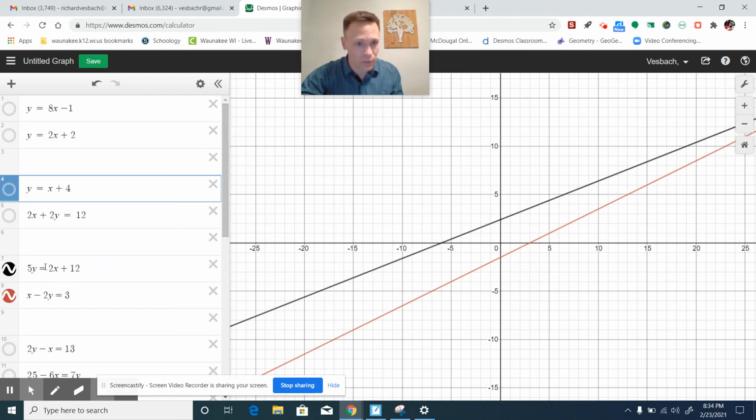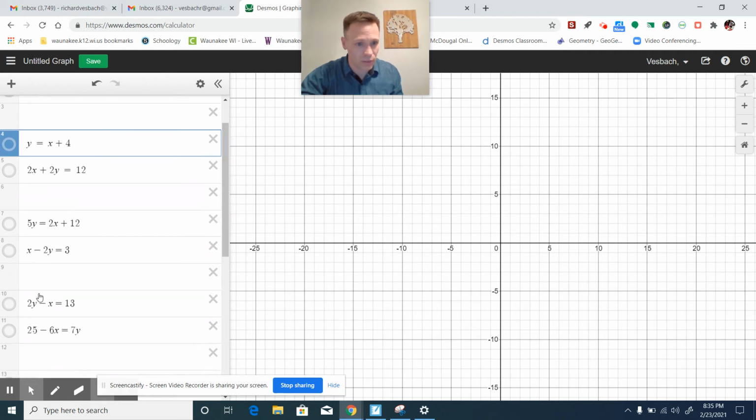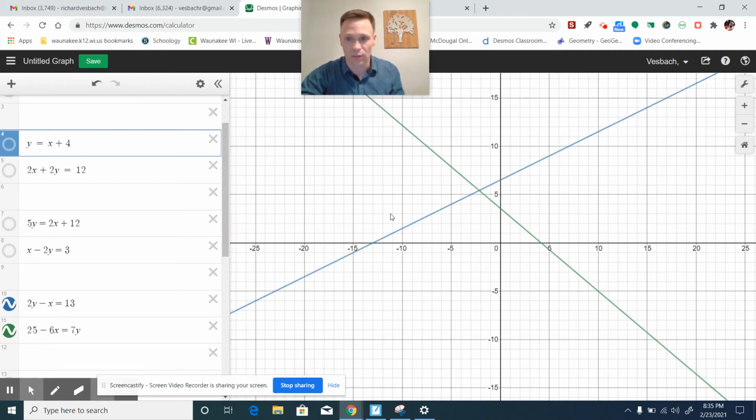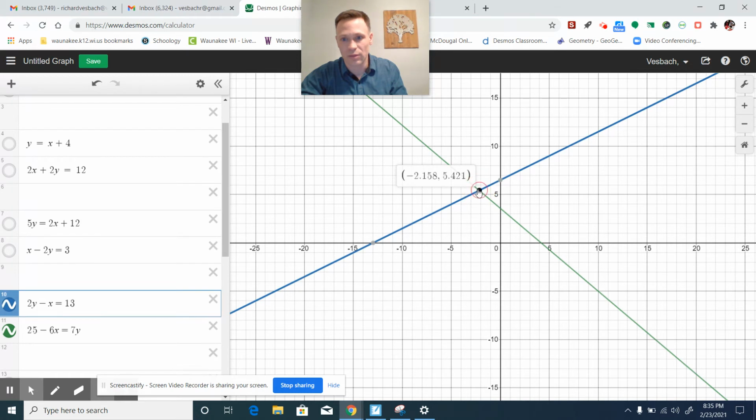That's not those 2. I think I got a typo in that one. Nope, it's these 2 here. There we go. And that's what we get. So the negative 2.16 and the 5.42 is where those 2 lines intersect. All right, good deal.